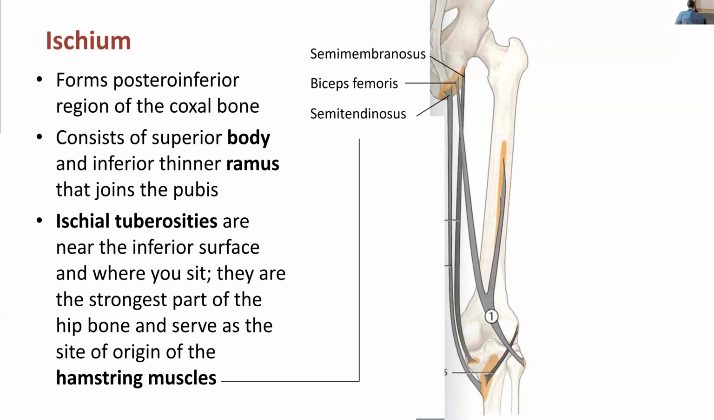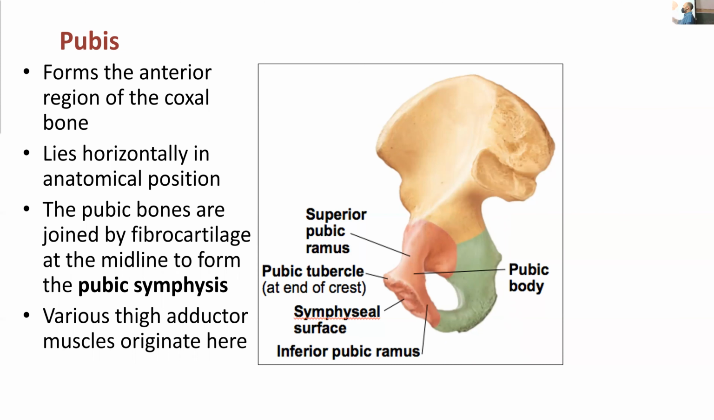Last part of the coxal bone is the pubis. This is the inferior and anterior part of the coxal bone. So now we flip this bone around again. And now this would be my right hip bone if I'm standing facing this way. If I were to sit down, I'd put all my weight on this ischial tuberosity. Moving forward, what you see in red here is the pubis.